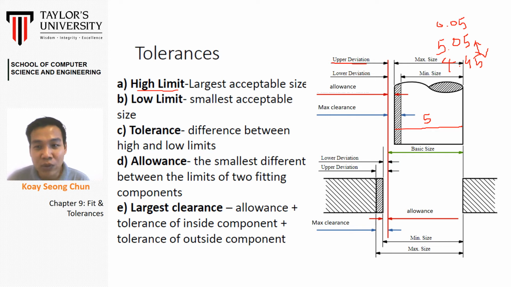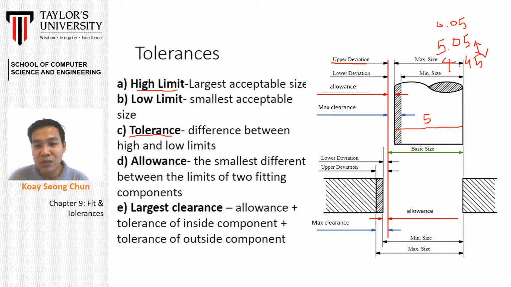Meaning if you produce 5.01, yes, I accept. If you produce 4.98, yes, I accept, because this is between my tolerance.